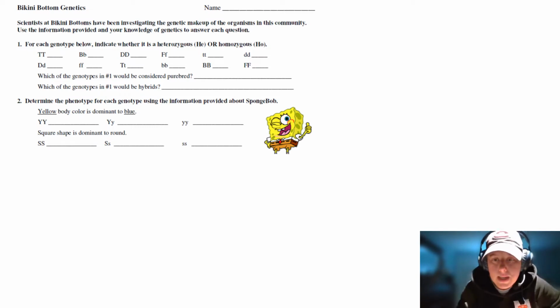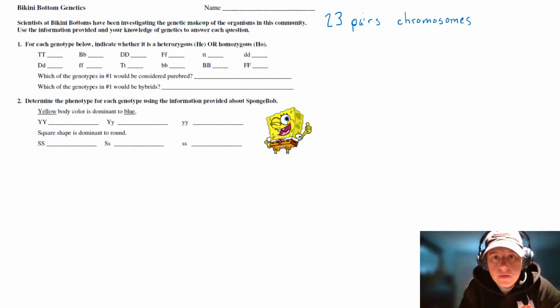So what we're going to be doing today is continuing what we were talking about last class, but we're going to start by doing a little bit of a recap. One thing that we need to remember is all humans have 23 pairs of chromosomes. And of the 23 pairs, half comes from the biological father, half comes from the biological mother.